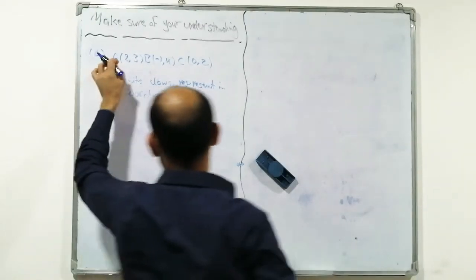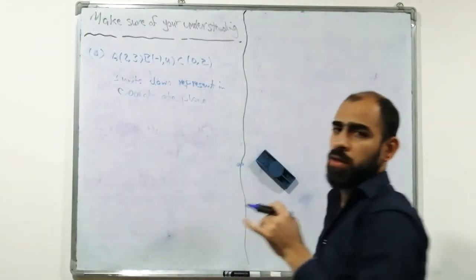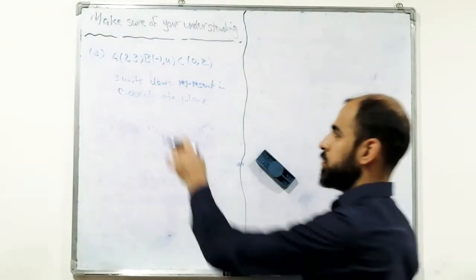We have to translate each one of the points of the triangle 3 units down.